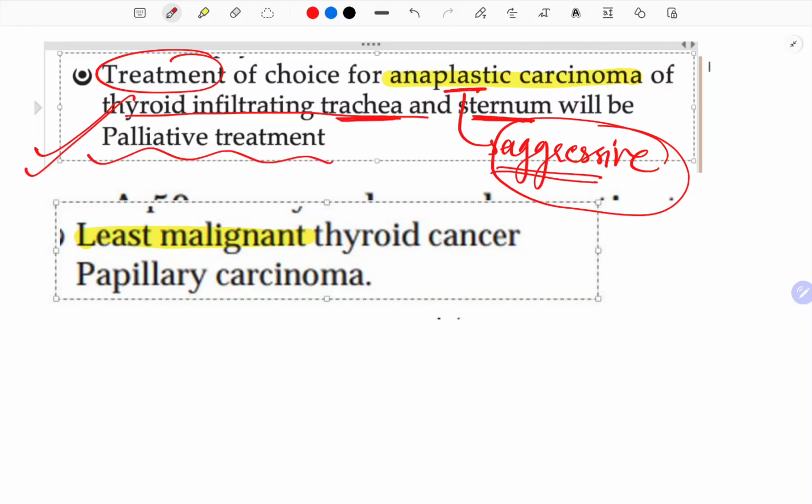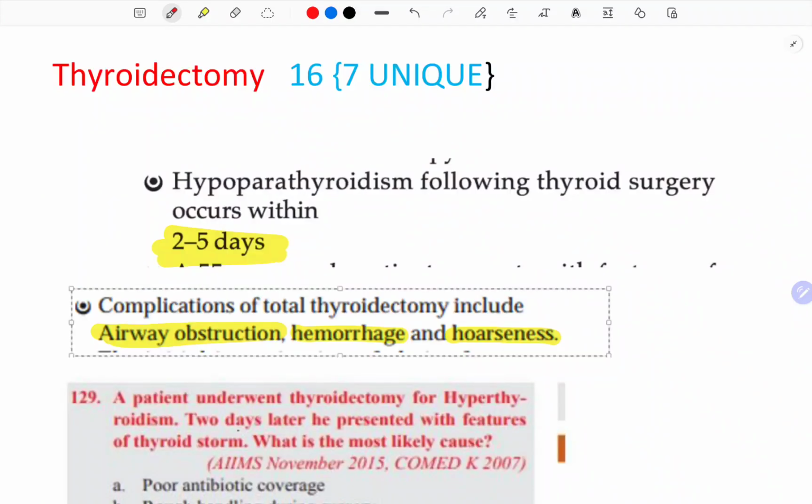Another question, least malignant thyroid cancer. I told you it is papillary carcinoma. Now next topic is thyroidectomy. 16 questions have been asked from the procedure itself. So this makes it an important one.